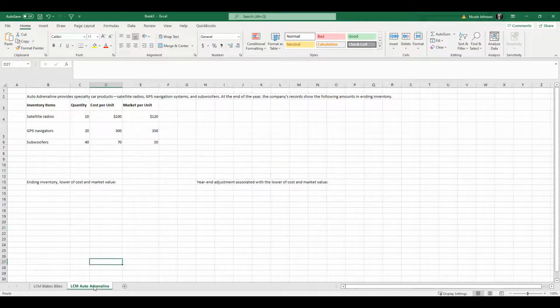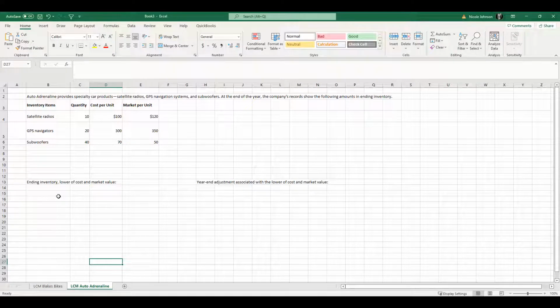Let's look at another example. Auto Adrenaline. They provide specialty car products like super up-to-date satellite radios, GPS navigation systems, and you guessed it, subwoofers. At the end of the year, the company's records show the following amounts in ending inventory. We have 10 satellite radios at a cost per unit of 100 and market per unit of 120. We have 20 GPS navigators, cost per unit is 300, market per unit is 350. And we have 40 subwoofers. Cost per unit was 70. Market per unit is a whopping $50.